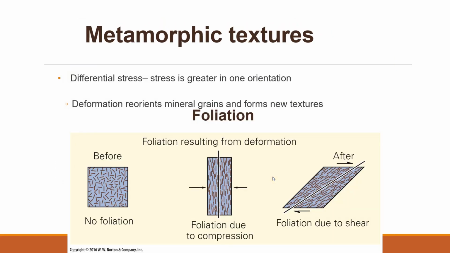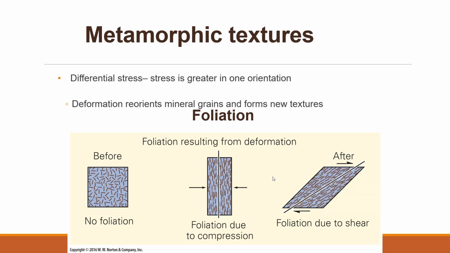Metamorphic textures form due to a thing called differential stress. So that means that we have stress that's greater in one orientation. So we're squeezing or stretching. Deformation will reorient mineral grains and form new textures. So before, we will have just random orientation of our grains. After we have compression, we will form what's called foliation, so we have an alignment of those mineral grains. We can also have an alignment if we are shearing, so we're sliding rocks past each other. So basically, foliation is where the rocks line up.